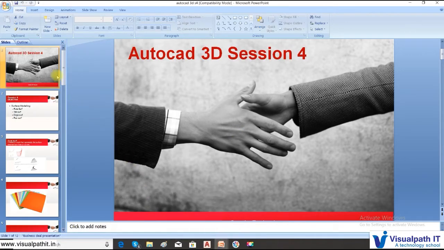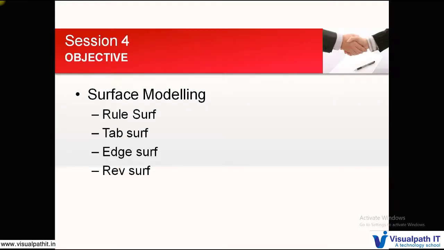Hello friends, let's see AutoCAD 3D session 4. In session 4 we are going to deal with surface modeling. So we have rule surf, tab surf, edge surf and revolve surf. This is not the new surface modeling. This is the old surface modeling where we had only these commands. So this can also work out for modeling.